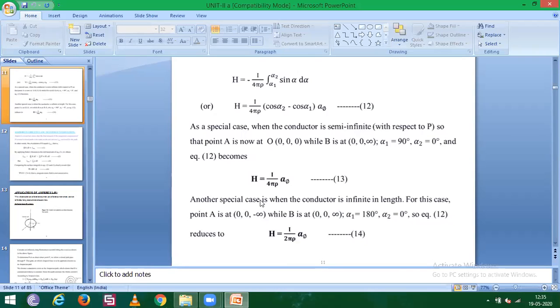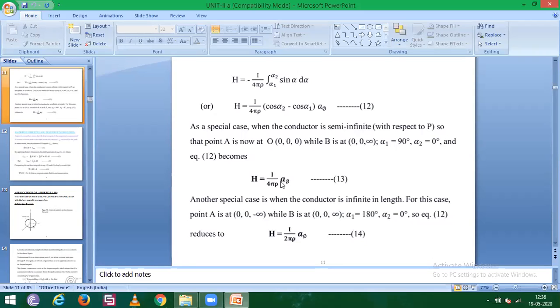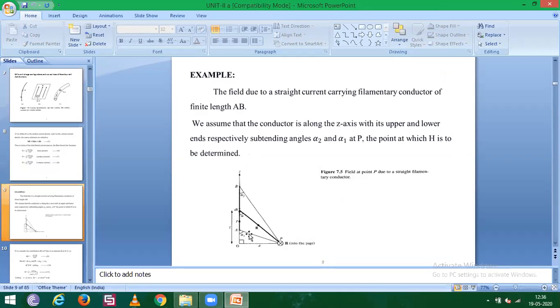So if you are taking infinite length on only one side, if either point A or point B is taken at infinity, the value will come down to 1 by 4 pi rho a phi. If you are taking A and B at infinity, that is, one at minus infinity and the other at plus infinity, the angles will be 180 degrees and 0 for this arrangement. The arrangement of 180 degrees and 0, right?